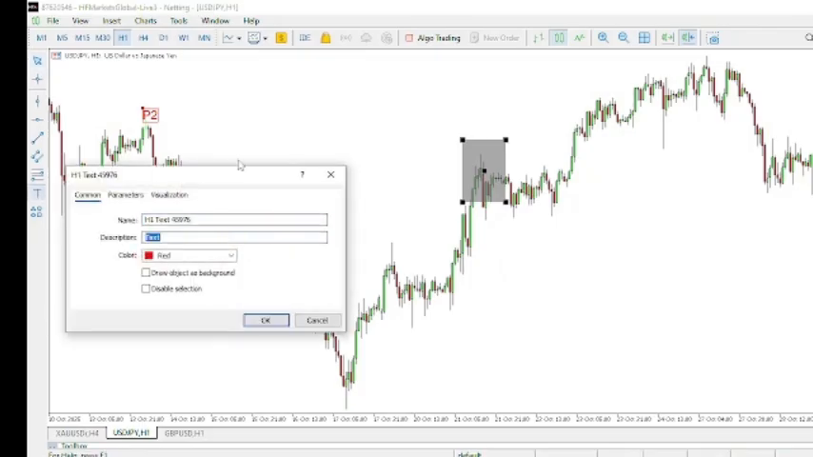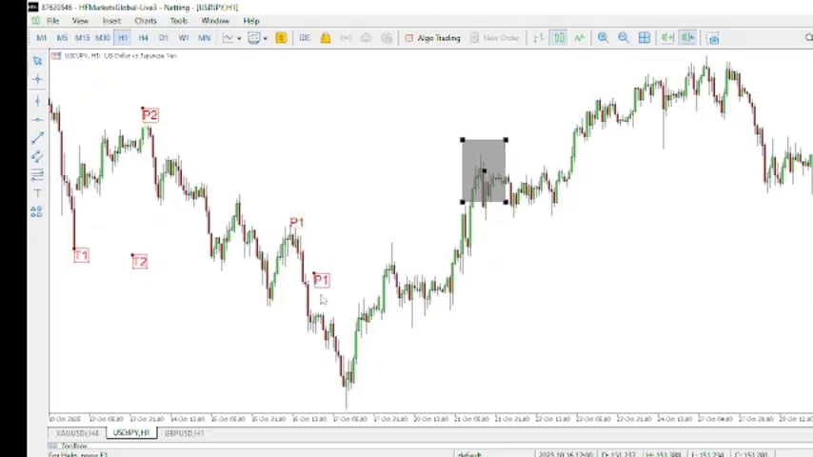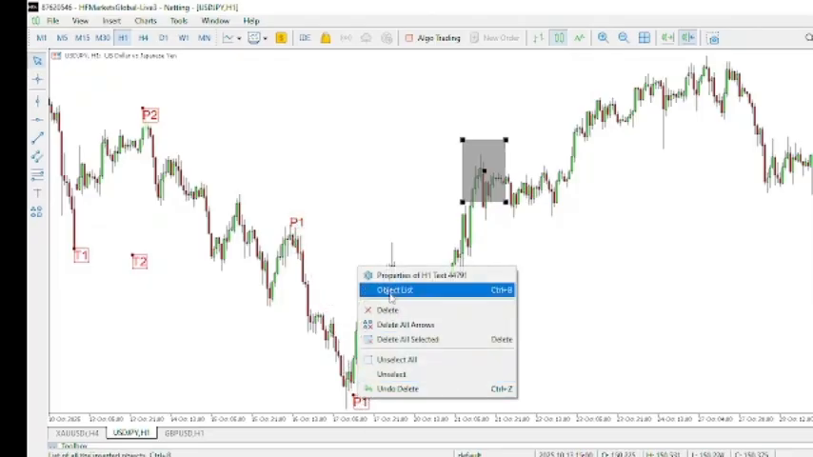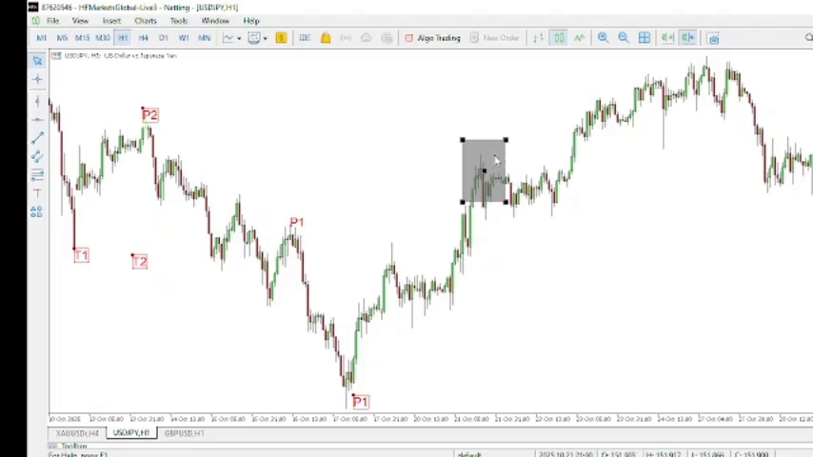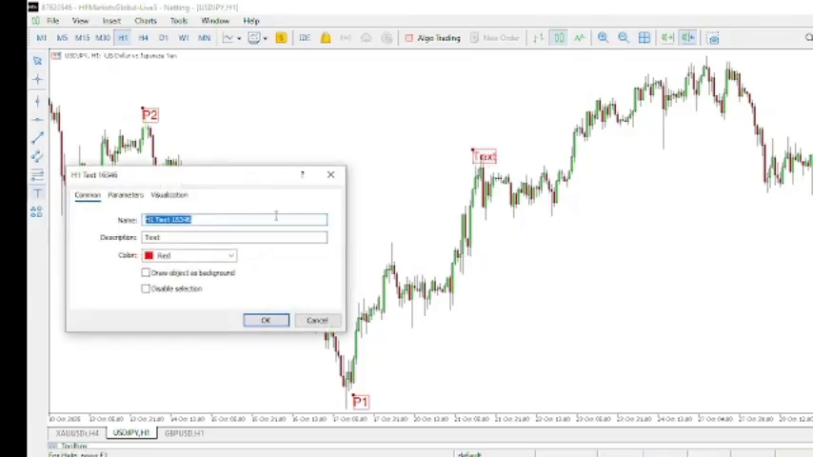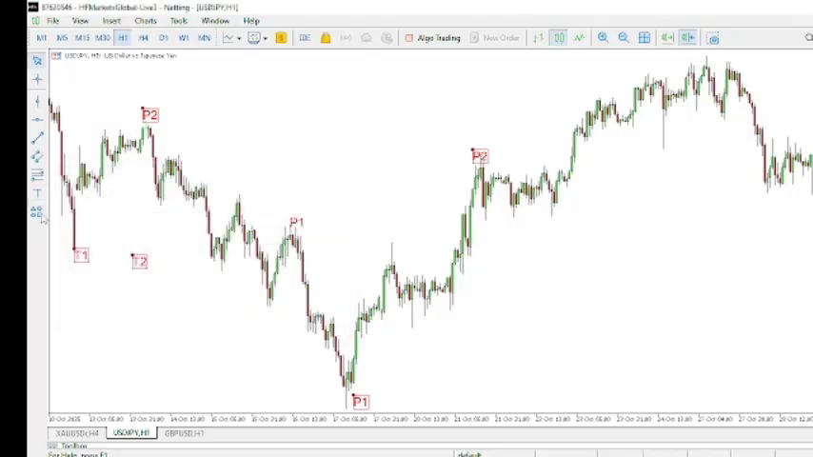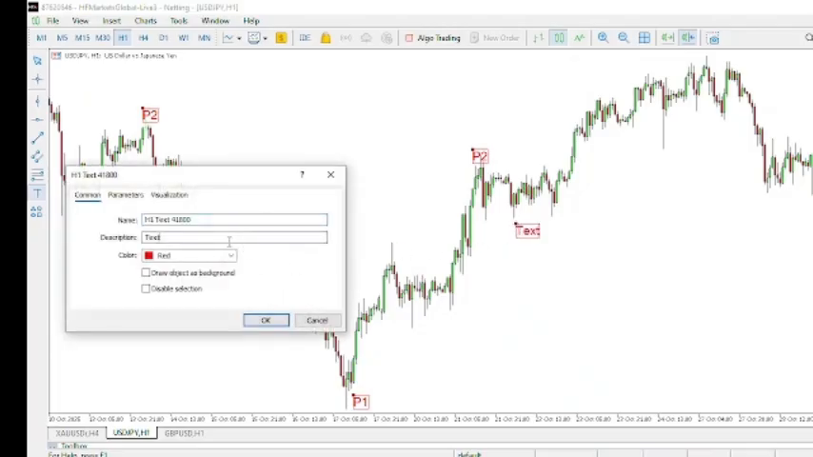This one now becomes my P1. Then the most recent low becomes my T1. Then this one becomes my P2. Then I have my T2 here.